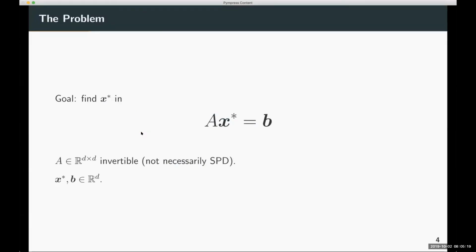So just to solidify notation, the problem that we're interested in solving is the problem of finding the vector x star, which is defined implicitly through this equation A x star = b, where A here is assumed to be a d by d invertible matrix, and x star and b are each assumed to be d-dimensional vectors. b is assumed to be given, and x star is the unknown which we'd like to recover. At many points in the talk, A will be assumed to be symmetric and positive definite, particularly towards the start of the talk, but later in the talk, when we introduce the Bayesian conjugate gradient method, that requirement will be dropped.